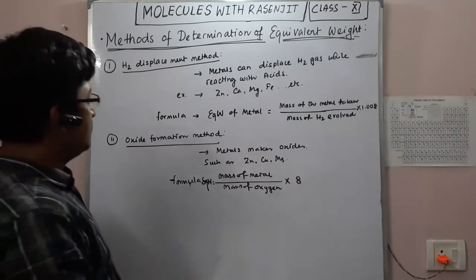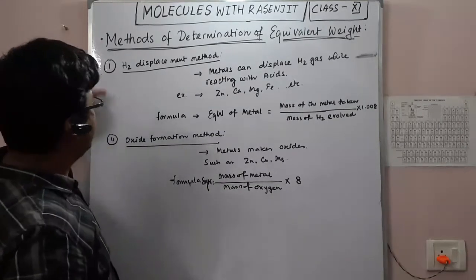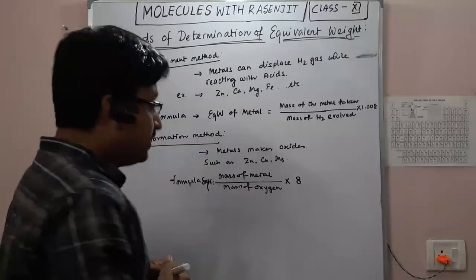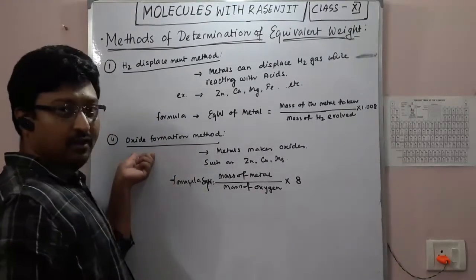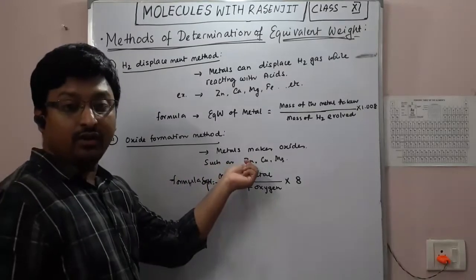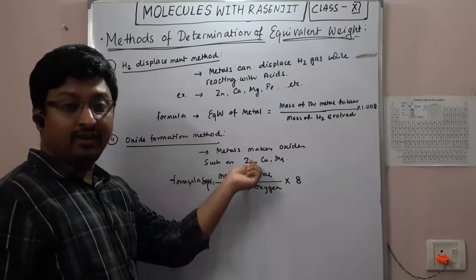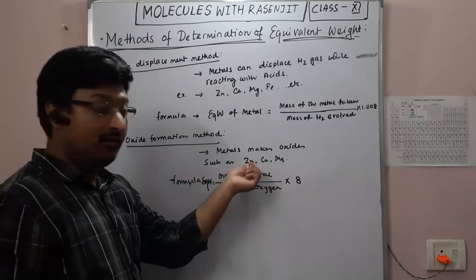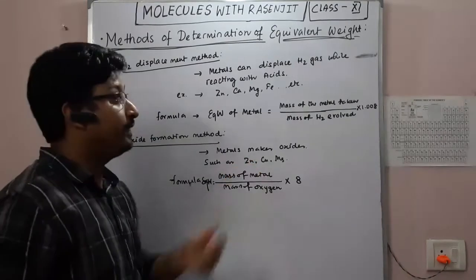So these two methods are there. There is another method. This oxide is fine. Now, what can you do with this formed oxide? You can reduce it also. And by reducing, you will get the metal. How? Let me show you.